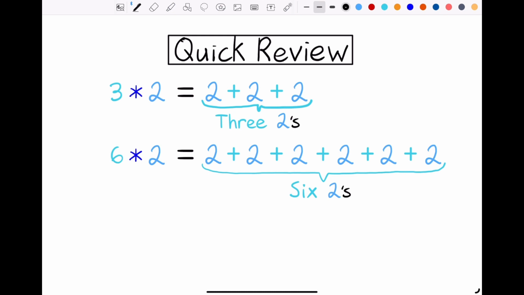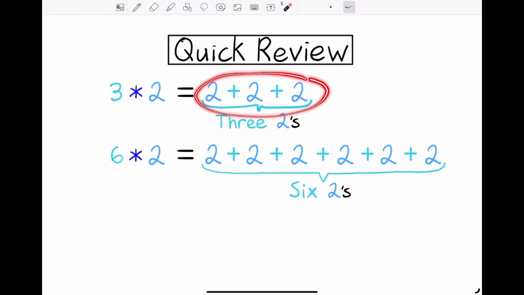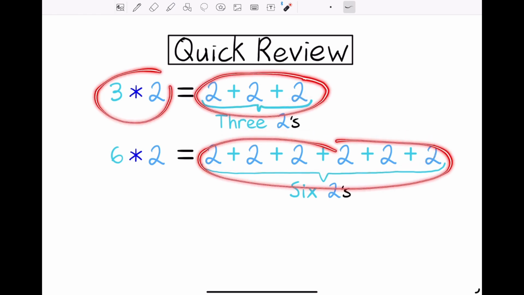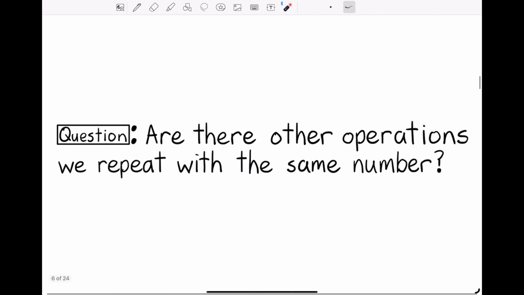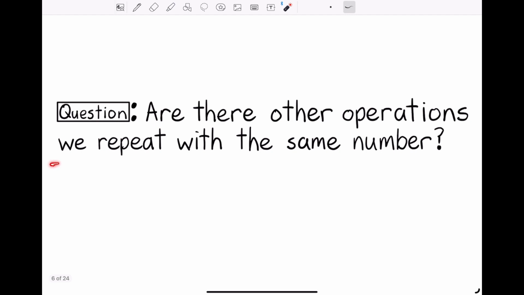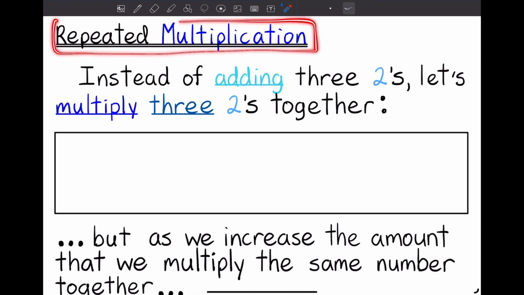So far, we have reviewed repeated operations by reviewing repeated addition. Then we saw how we could rewrite repeated addition as multiplication. We also rewrote the multiplication operator with the asterisk. But now the question is, are there other operations we can repeat with the same number? Another common operation to repeat is multiplication. So now let's talk about repeated multiplication.